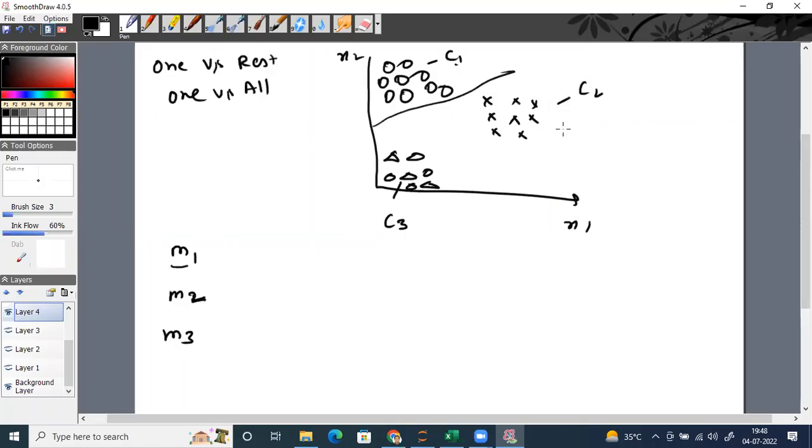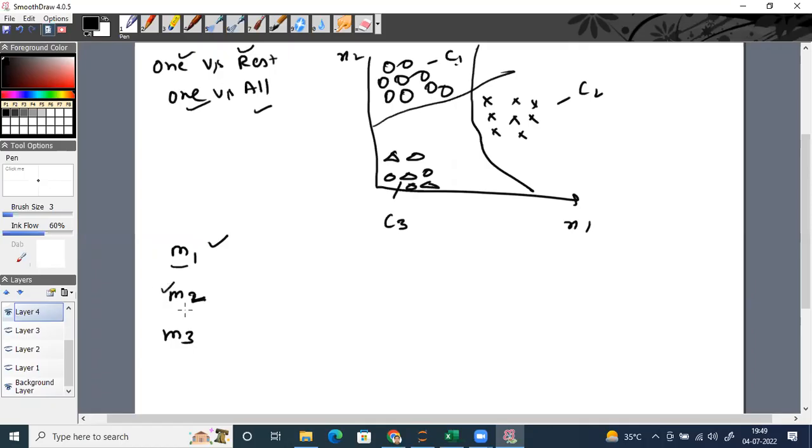C1 is a default class, rest are in other class. Train my machine learning model 1, done. Now, how will you train your machine learning model 2? It will say that let C2 is one class, and the rest two are in one class. That's why the notation is, remember, one versus rest or one versus all. So C2 is your default class, the rest all are in the other class, and train your machine learning model to be M2.